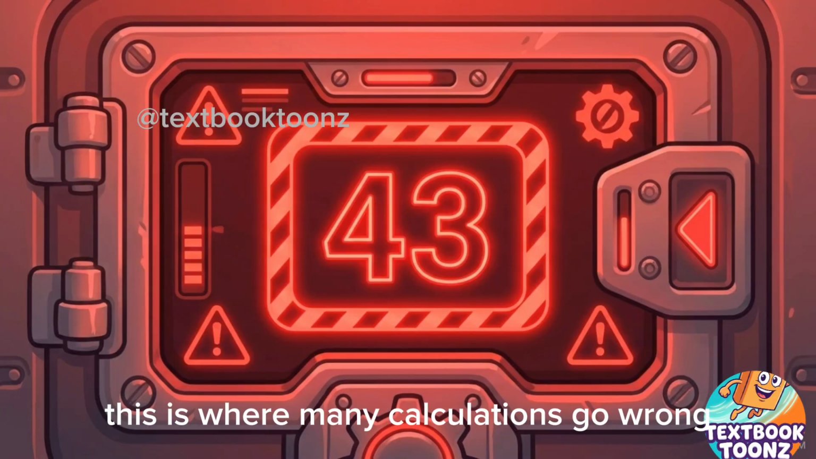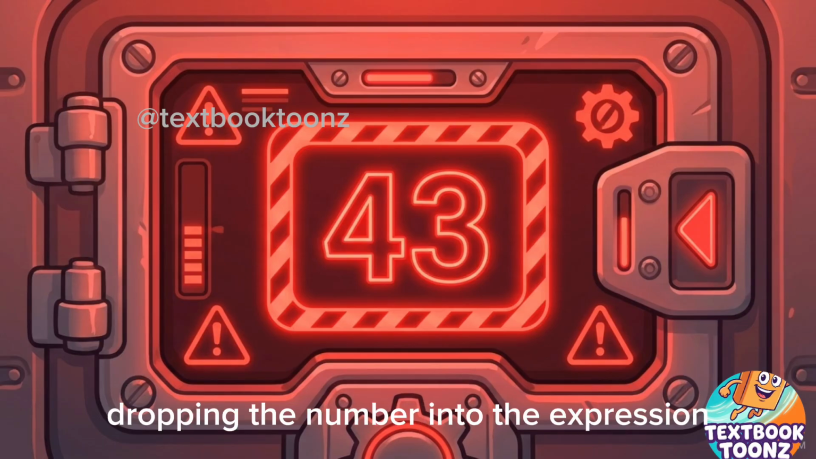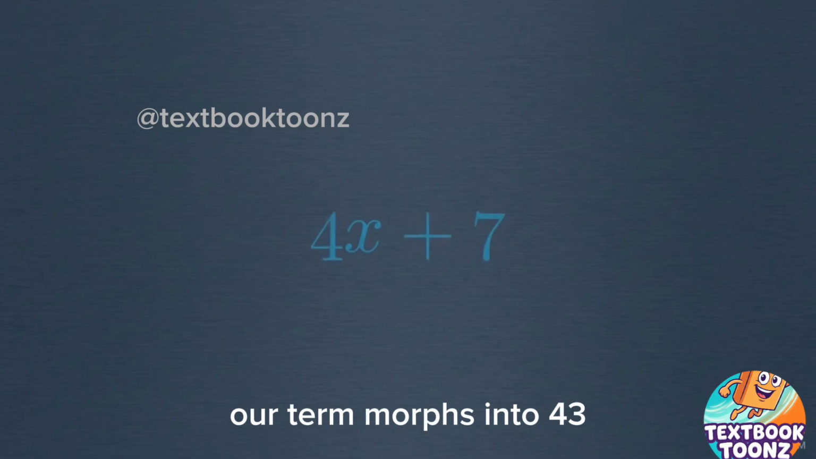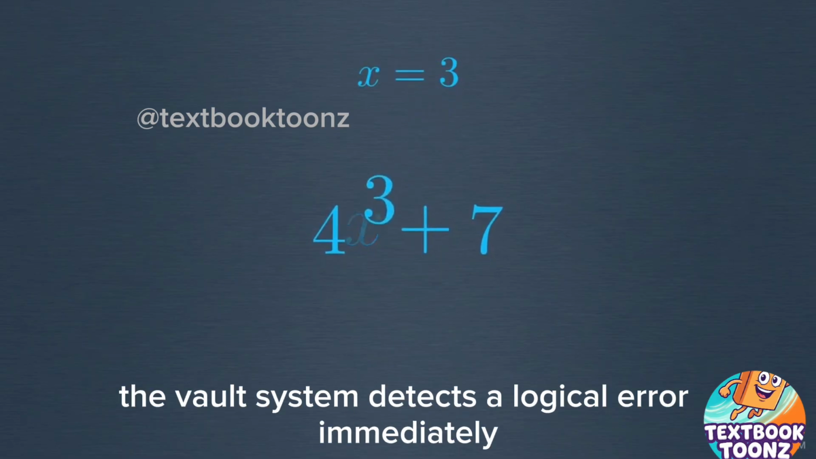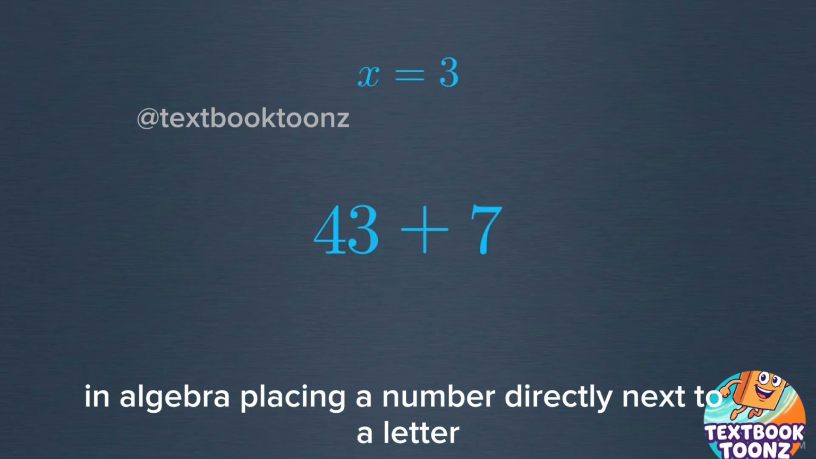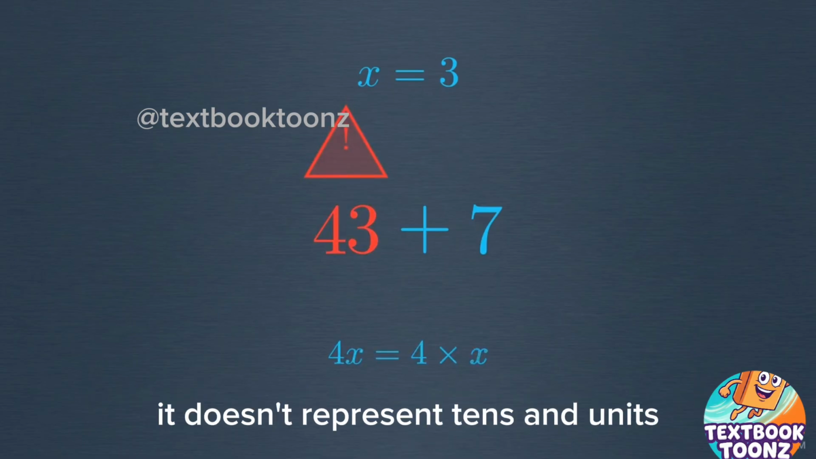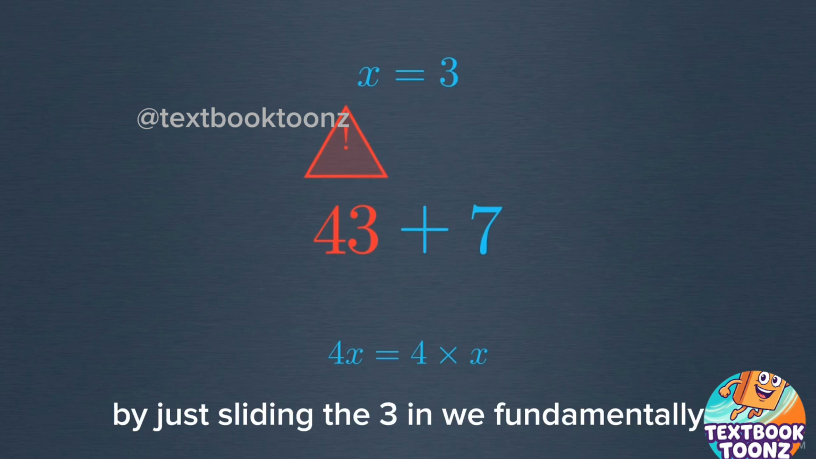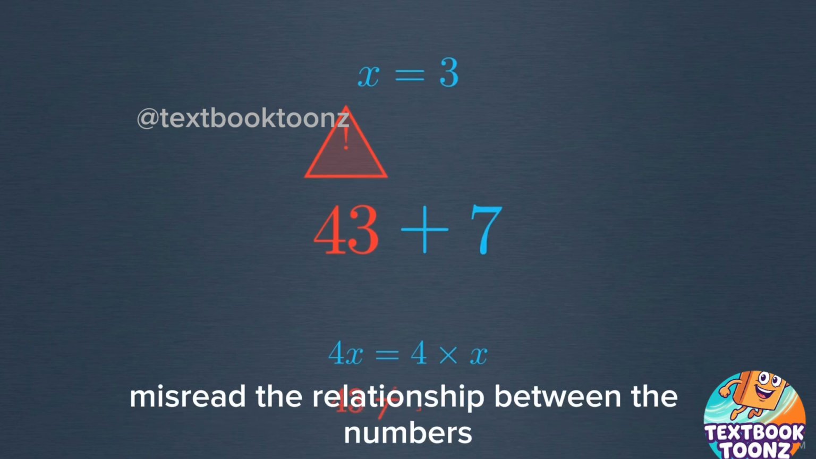This is where many calculations go wrong, dropping the number into the expression without any formatting. Without formatting, our term morphs into 43. The vault system detects a logical error immediately. In algebra, placing a number directly next to a letter signifies multiplication. It doesn't represent tens and units. By just sliding the 3 in, we fundamentally misread the relationship between the numbers.